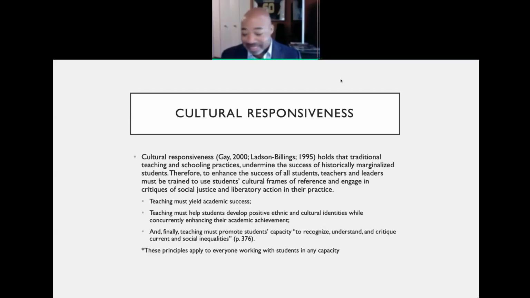And there are at least three tenets associated with that. They tell us that teaching must yield academic success, that it must help students develop positive ethnic and cultural identities while enhancing their academic achievement, and also that we have to promote students' capacities to recognize, understand, and critique current social inequalities. And all these principles, this definition, applies to everyone working with students, not just folks who are in classrooms, but all of us who serve and lead in any way.